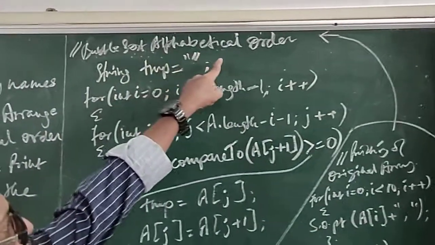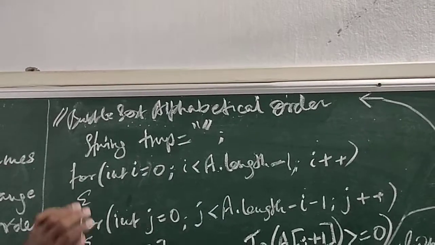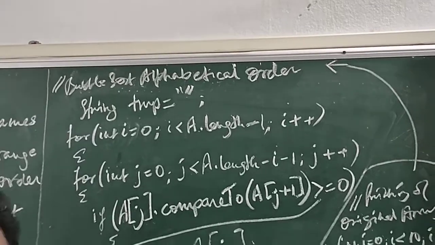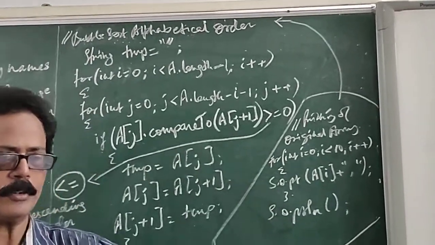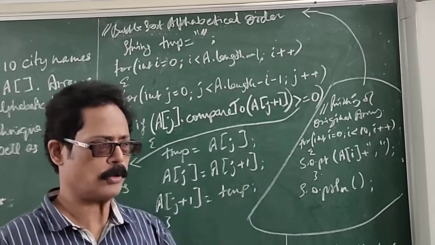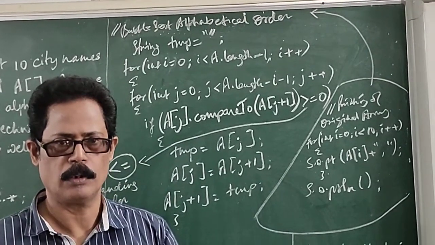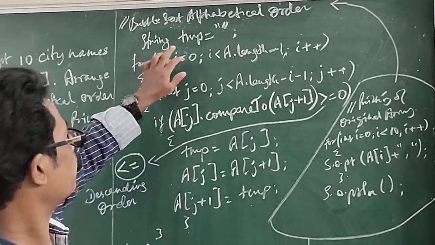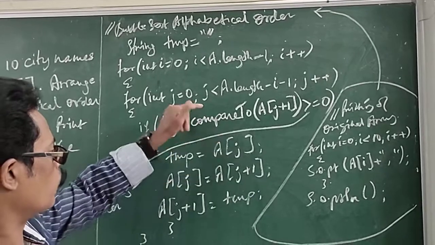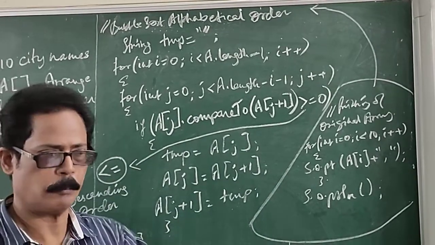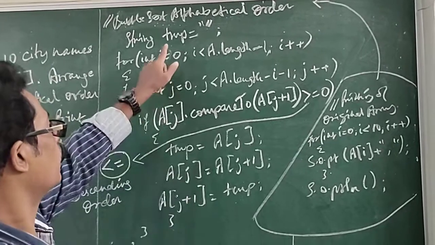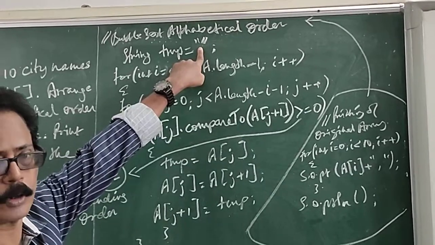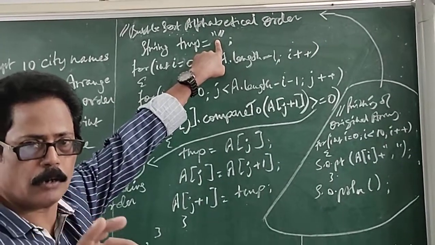Bubble sort, alphabetical order. String, because we have to take a temporary variable, a temporary instance. What is a temporary instance? A temporary instance is a variable that stores the value as long as it is brought to use. Thereafter it loses its significance. So it supports the performance of your swapping, and that's the reason we take this third variable here. So String t = "". Remember, null value means double inverted commas, open and close, without any space.